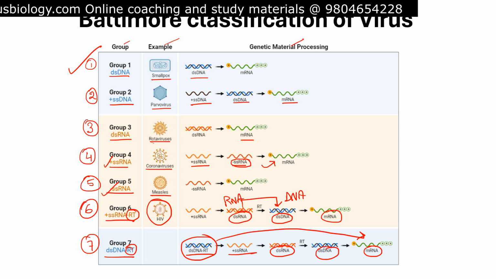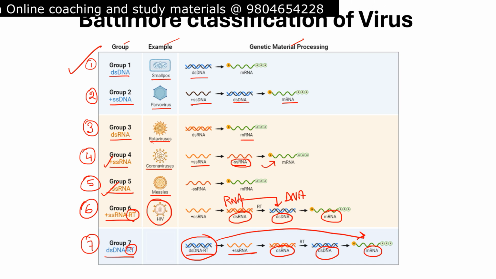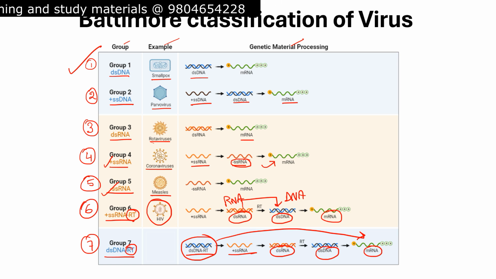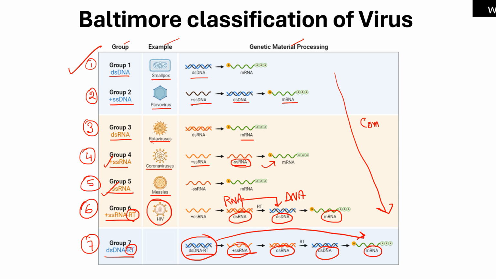But in the case of group 7, double-stranded DNA viruses with RT, reverse transcriptase, they do not follow that part of the genetic material processing. They follow the most complicated genetic material processing. They have double-stranded DNA, RT. From there they make plus-stranded RNA. From there they make double-stranded RNA, then make double-stranded DNA, then make mRNA. That many stages are involved. So if you see from the top to the bottom, the complexity is increasing. High complexity from top to the bottom.